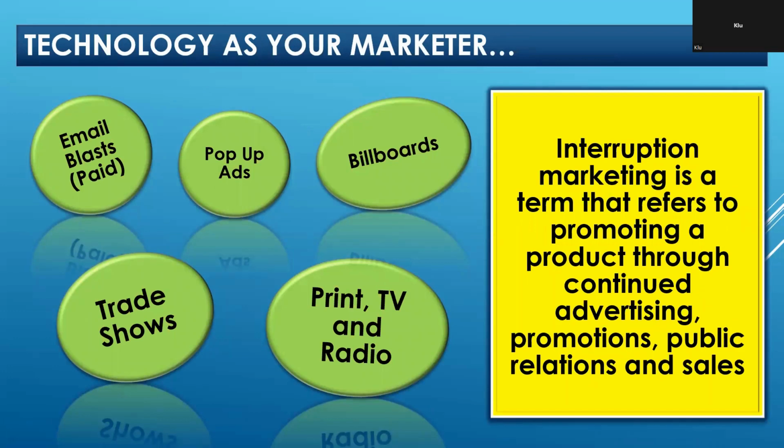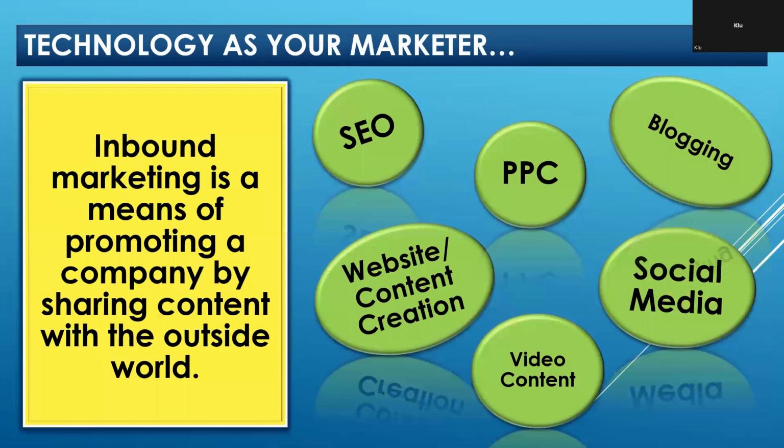Going through the interruption marketing a little more, I've got some of the things that we've talked about: the pop-up ads, TV, radio, trade shows, email blasts that are paid. These are the less effective methods. And then the inbound marketing, which are the more effective methods: search engine optimization, pay-per-click, your website, creating good content, good video content, social media, blogging. Those are all good activities that will help you grow your company and get more visitors to your website.